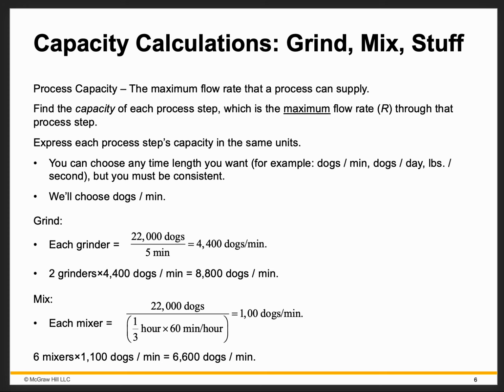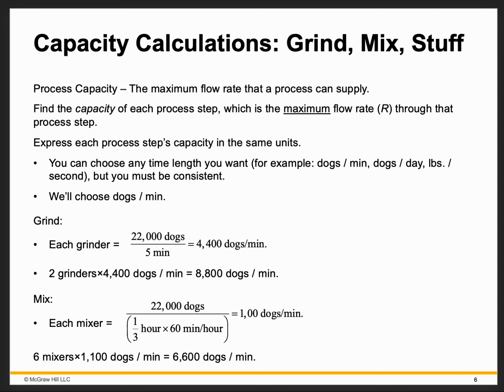Now, let's look at the mixer. The mixing process, again, it's 22,000 hot dogs that go through the process. Now, each mixture, it takes 1/3 of an hour for the mixer to go through. Because we are calculating everything in minutes, 1/3 of an hour is basically 20 minutes, right? So it's 22,000 divided by 20 minutes. That gives us 1,100 hot dogs per minute. And we know that there are 6 mixers. And so 6 times 1,100, which is 6,600 hot dogs per minute.